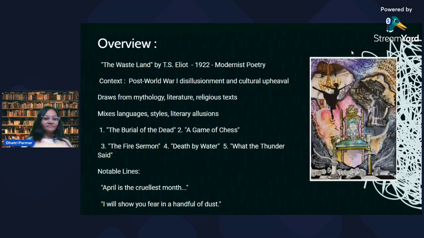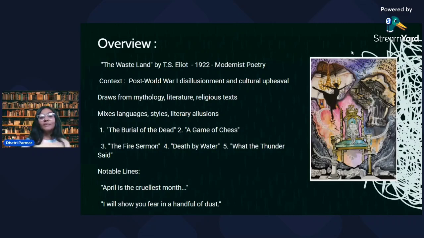what The Waste Land is. The Waste Land by T.S. Eliot was written in 1922 and published in the same year. Eliot took a number of years to write this, and first it was published in the Criterion magazine in the UK, and later on it was published in the Dial magazine in America. The context of the poem is the post-World War disillusionment and cultural upheaval, and Eliot excellently uses mythology, literature, and religious texts, and he mixes languages, styles, and literary allusions to convey the message.